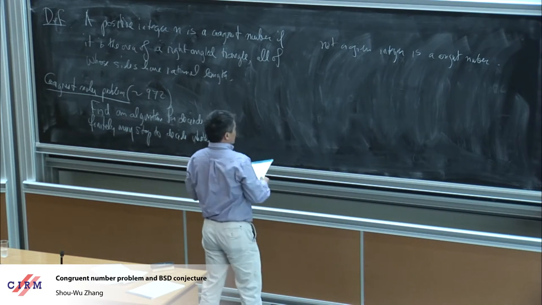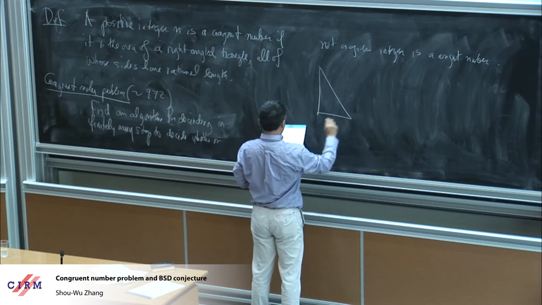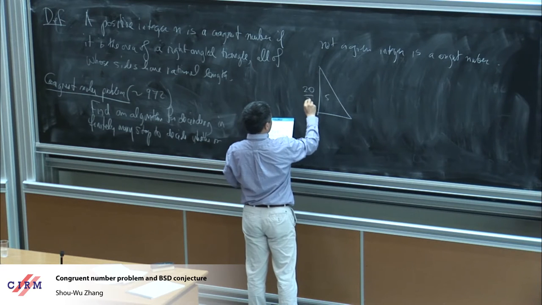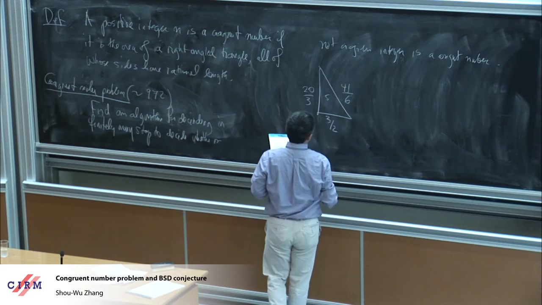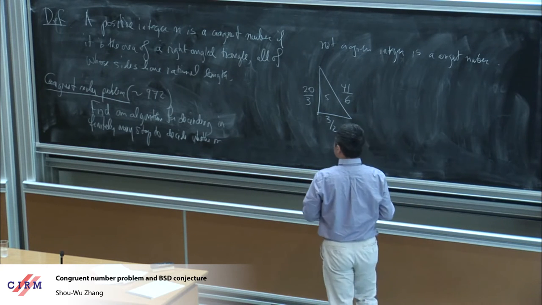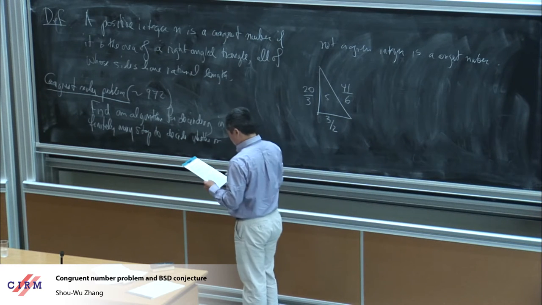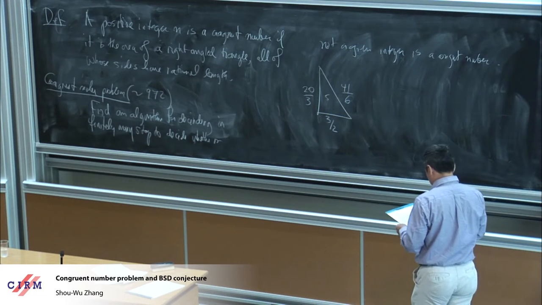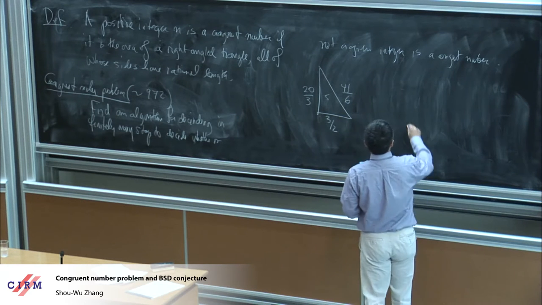Let me give you a couple of examples. The typical example is 5, with the triangle 20/3, 3/2, 41/6. So this is a congruent number. It was already in the list when they proposed the problem. But this number was rediscovered by Fibonacci a few hundred years later.